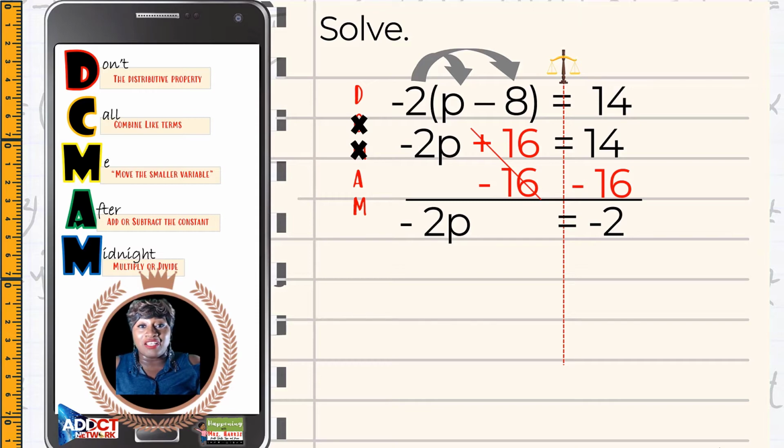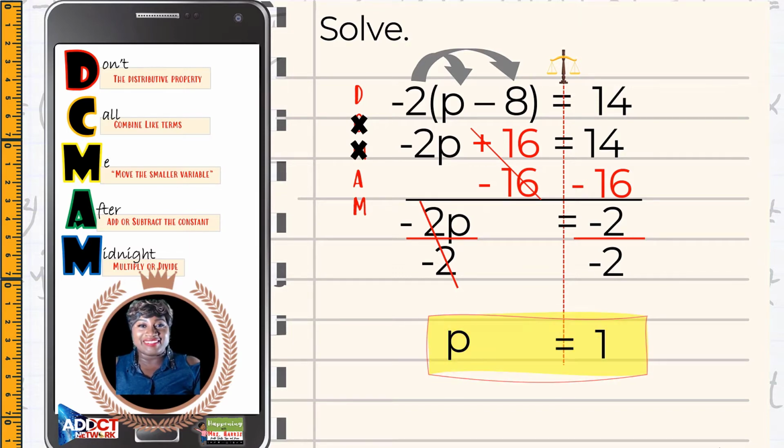Now we'll move on to M. M stands for multiply or divide. Well, here we have negative 2p equals negative 2. On the left side of the equal sign, p is being multiplied times the coefficient negative 2. So we will use inverse operations, which the negative 2 times p, that multiplication, the inverse is division. Therefore, we will divide both sides by negative 2. This will leave us with p equals negative 2 divided by negative 2, which is positive 1. Our final answer is p equals 1.